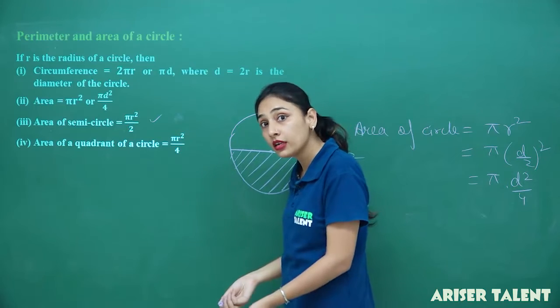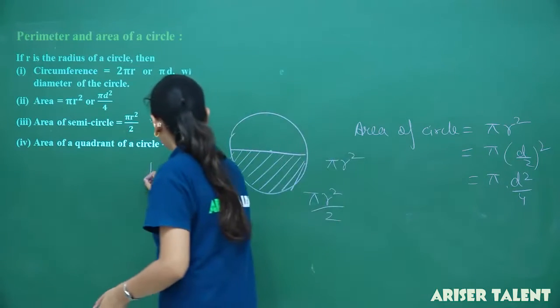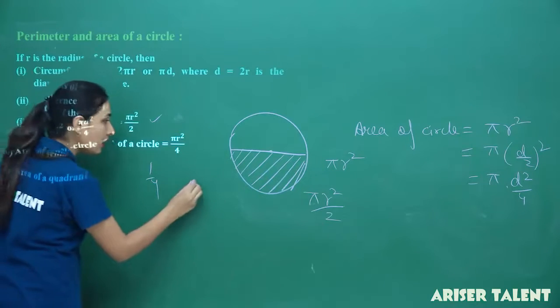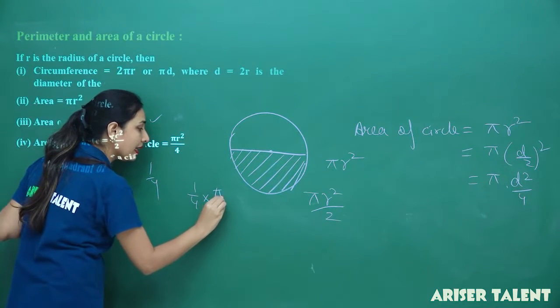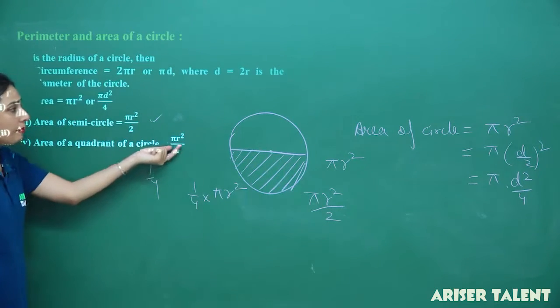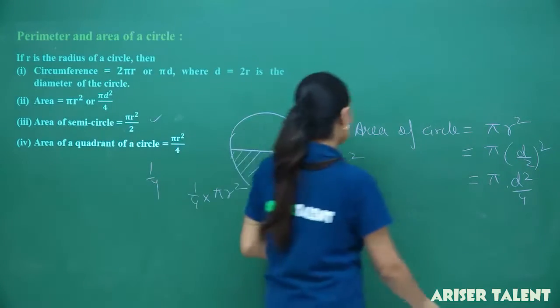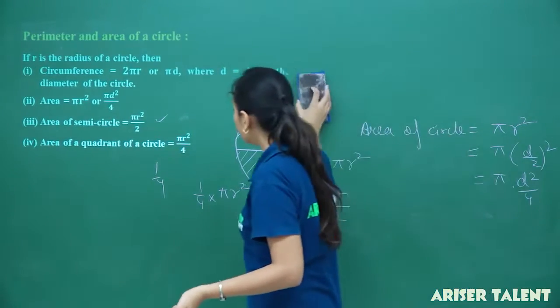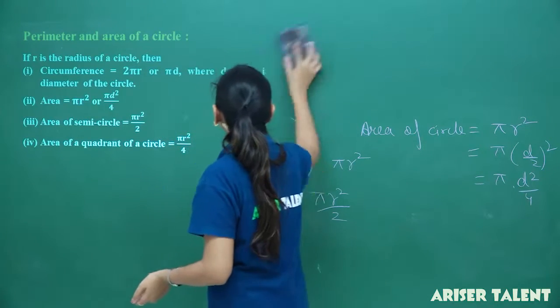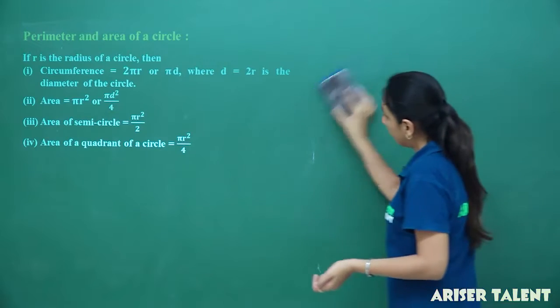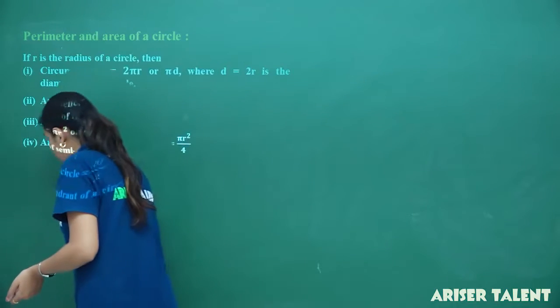Now what is a quadrant? One by fourth. Now simply you can say, what is one by fourth of an area? One by four of pi r square. That will be what? Pi r square by 4. So is there any kind of rocket science involved in that? You can easily find all these things, right, students? Okay, so now we are done here with these kinds of things.